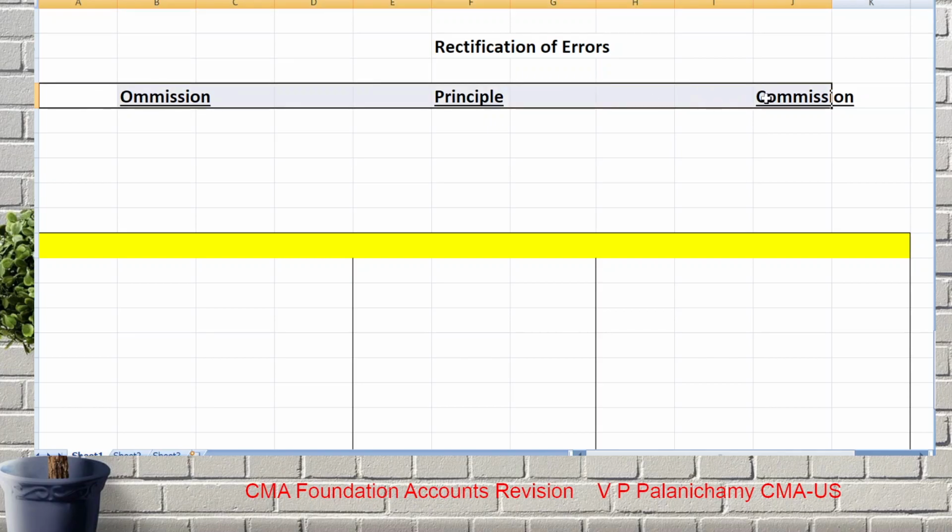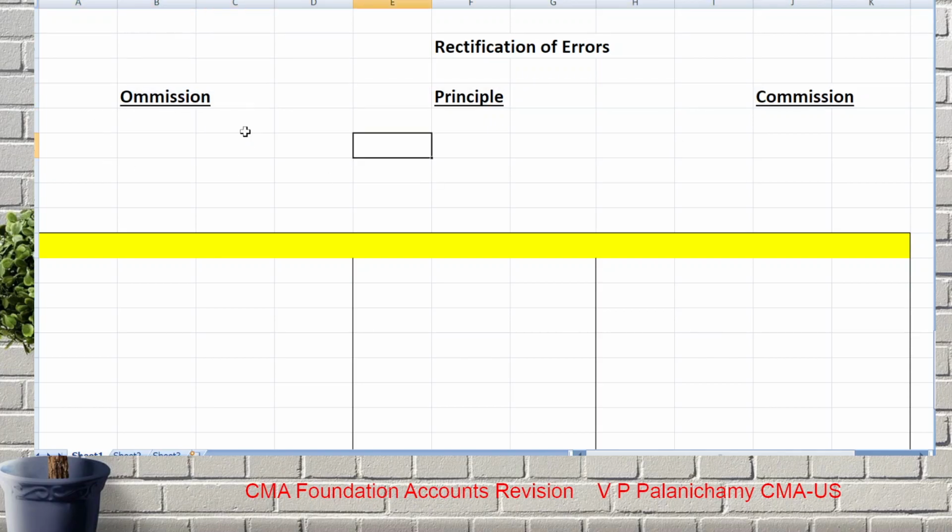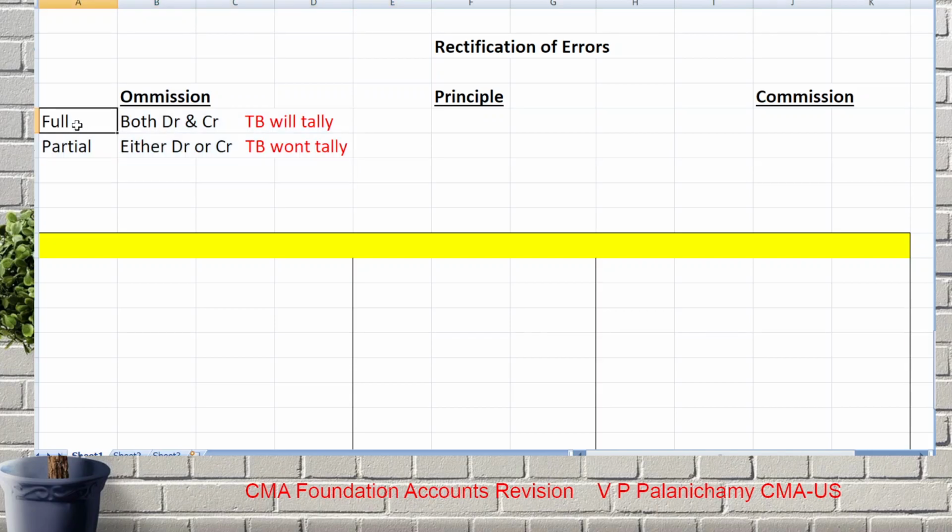Errors, there are 3 types of errors. First type is which one? Error of omission. Omission enna? We fail to record some transaction. If it is a full omission, both debit side and credit side is omitted.